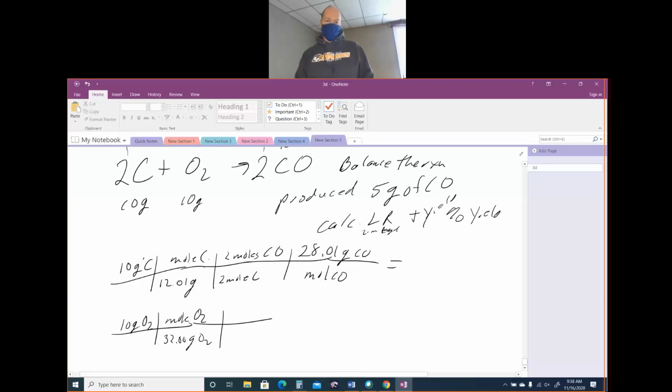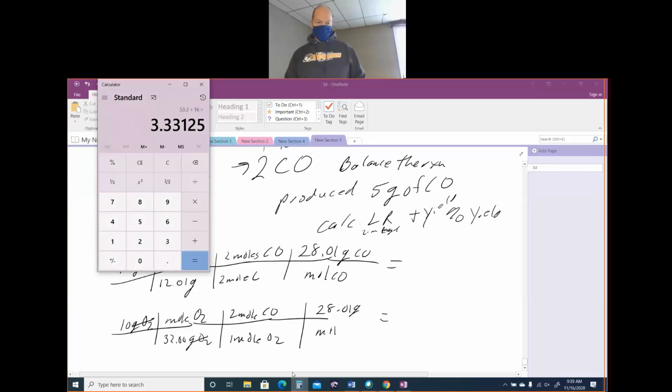All right, this is moles. This is how many grams of O2 we have. And so we then need the grams of O2 to cancel the grams of O2. Then the mole ratio, we see that 1 mole of O2 produced 2 moles of CO from our balanced chemical reaction. And then we convert that into grams, 28.01 grams per mole.